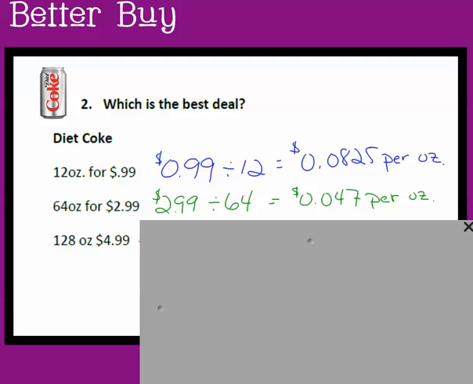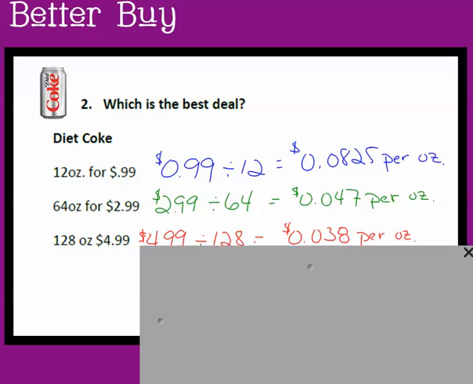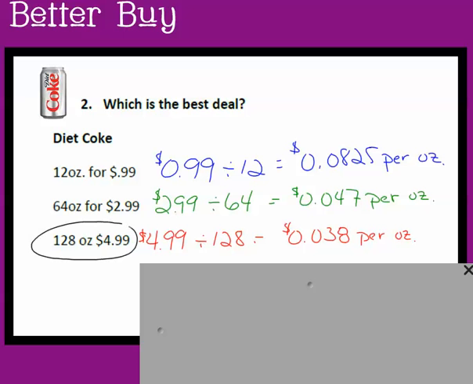And then finally, we will look at 128 ounces for $4.99. $4.99 divided by 128 ounces tells us we're paying a little more than 3 cents, not quite 4 cents per ounce. So the better buy, the one that costs us the least per ounce, is going to be the 128 ounces for $4.99.